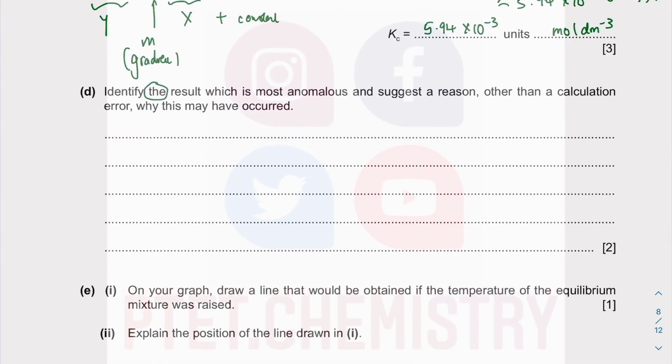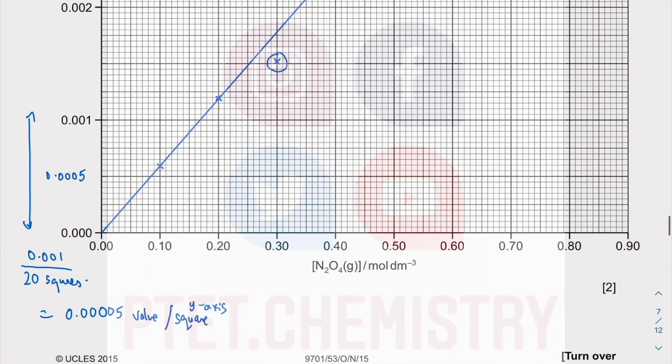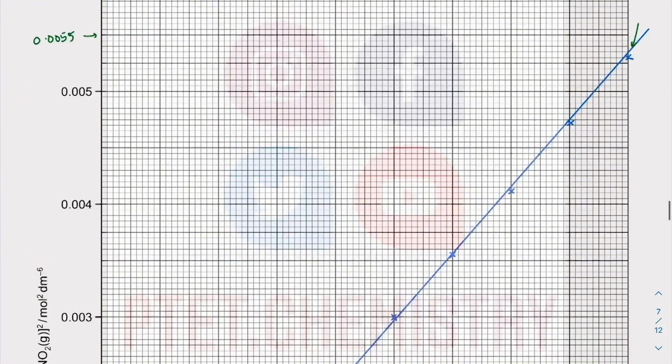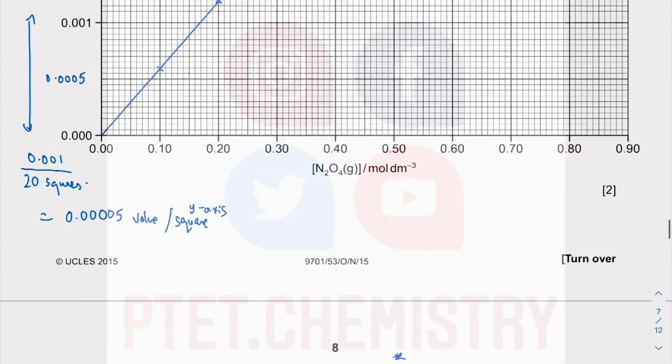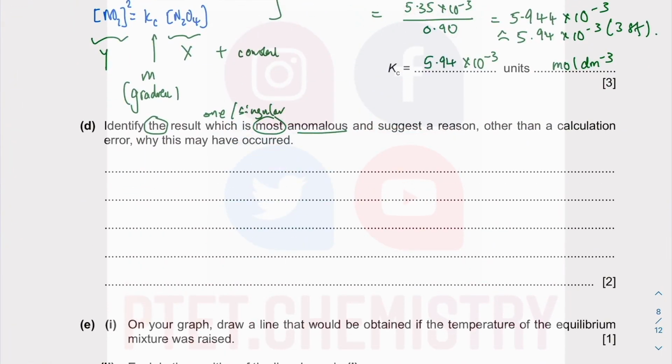Identify the result, most anomalous. So there's only one. It's singular. When they say the result, there's only one. Identify it. So which one is it? It's the one that I've circled. It's the value at 0.30. It's the value for N2O4 at 0.30. So it is the 0.30 N2O4, your x-axis equal to 0.30 mole per dm cube.